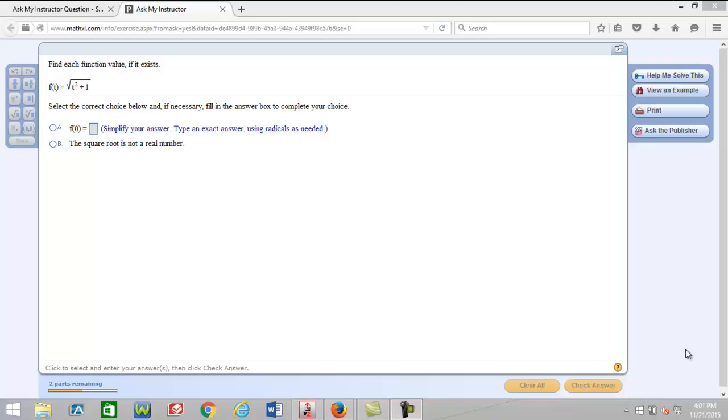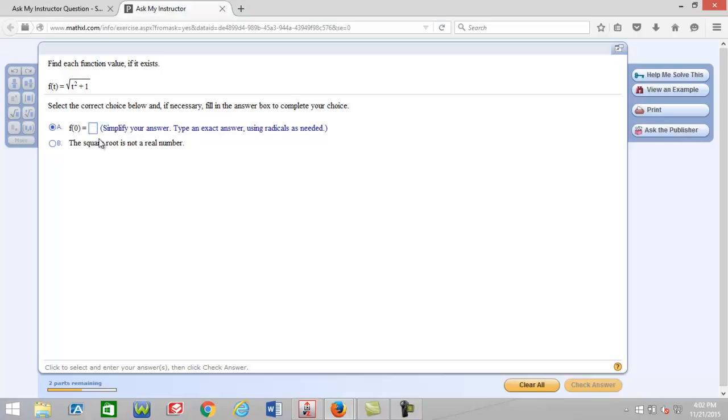The function is f of x is equal to the square root of t squared plus 1. The first question is asking us to select the correct choice below, and if necessary, fill in the answer box to complete your choice. We want to evaluate this function when the t value is equal to 0.